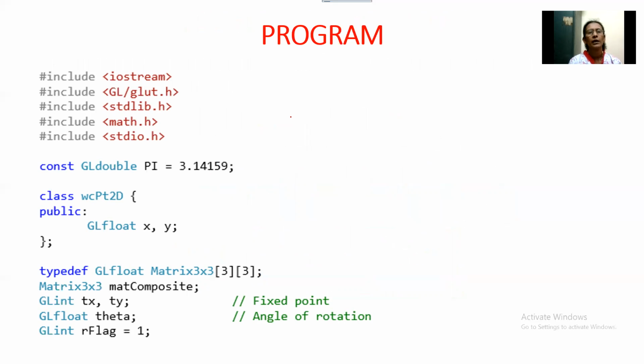So these are the headers that we use, math.h because we need the trigonometric functions. Now I need pi. Whatever I do in OpenGL, we are using a current matrix. The current matrix is what will be displayed. The current matrix we will initialize to the identity matrix, and then we will be pre-multiplying the current matrix by these transformation matrices.